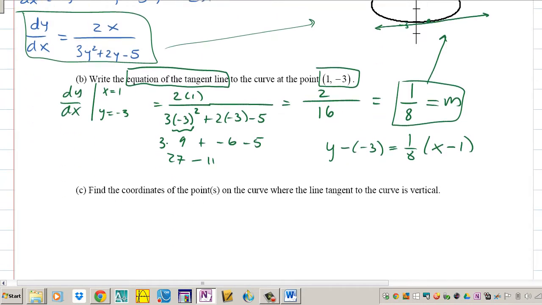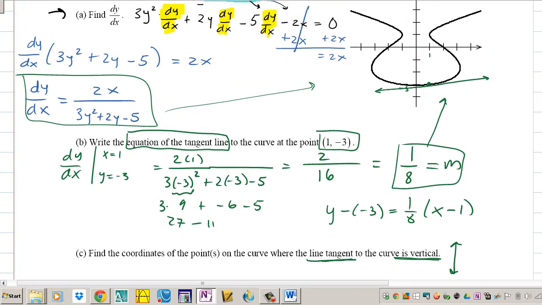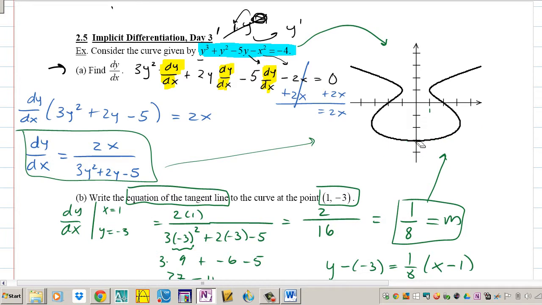Find the coordinates on the curve where the line tangent to the curve is vertical. Tangent is vertical, what does that mean? Vertical tangent. Let's look at the graph. I'm going to erase some of this stuff around the graph so that we can see a clear picture of it. How many points do you see where the graph has a vertical tangent? I see 1, 2, 3, 4.